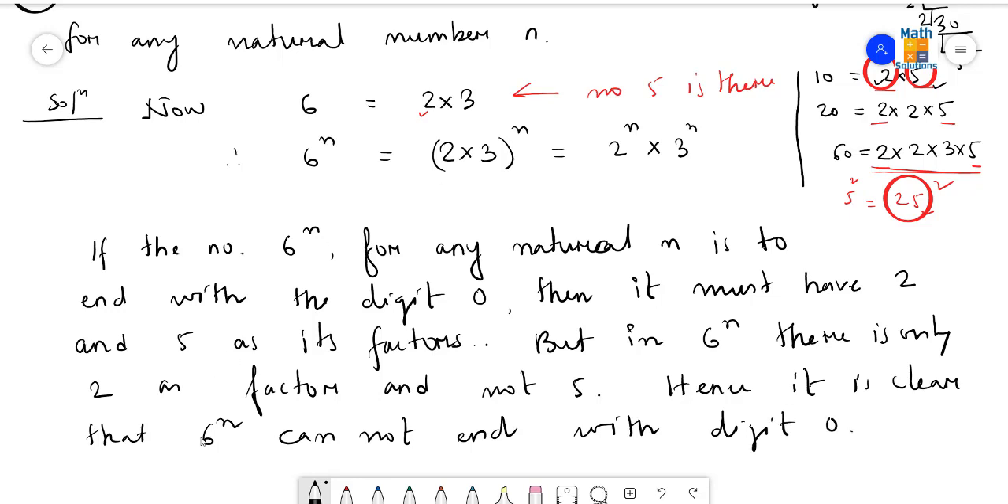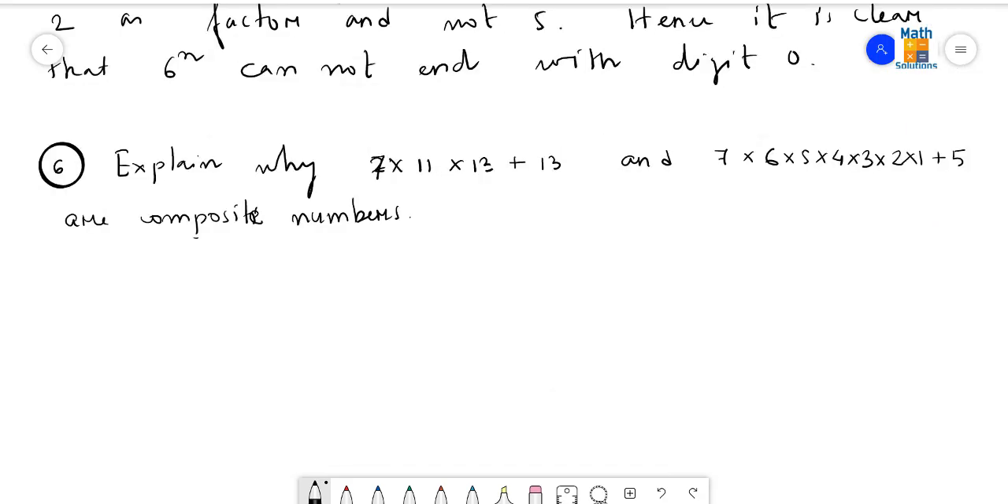So coming to the next question. Here goes question number 6. In the solution part, what is given in this question? Explain why 7 into 11 into 13 plus 13 and 7 into 6 into 5 into 4 into 3 into 2 into 1 plus 5 are composite numbers. So let us consider the first case here.